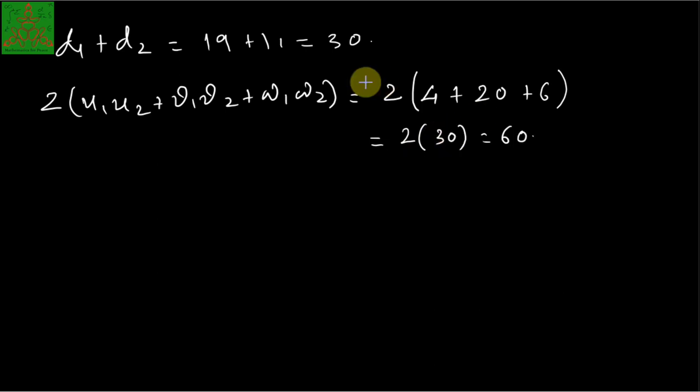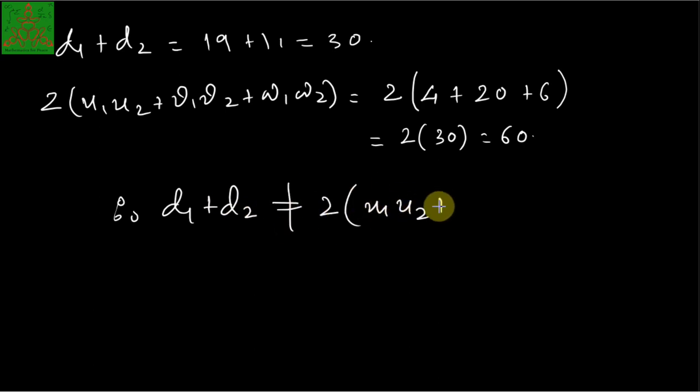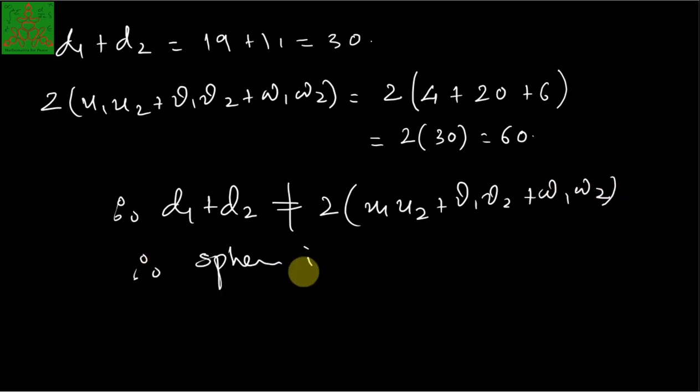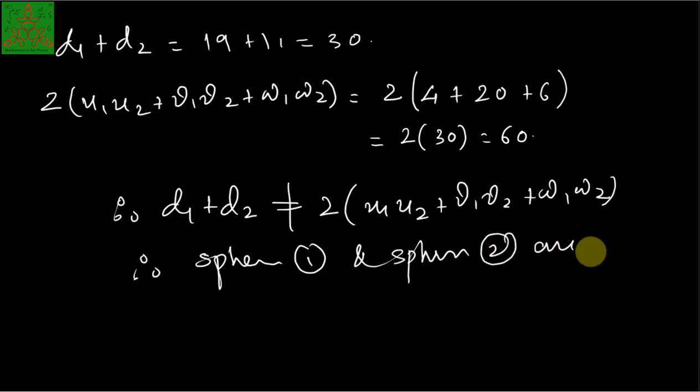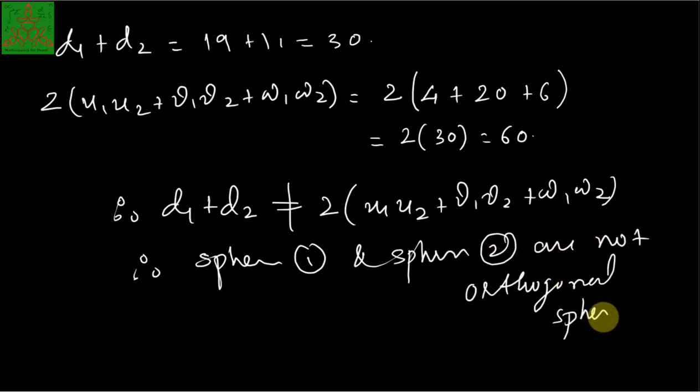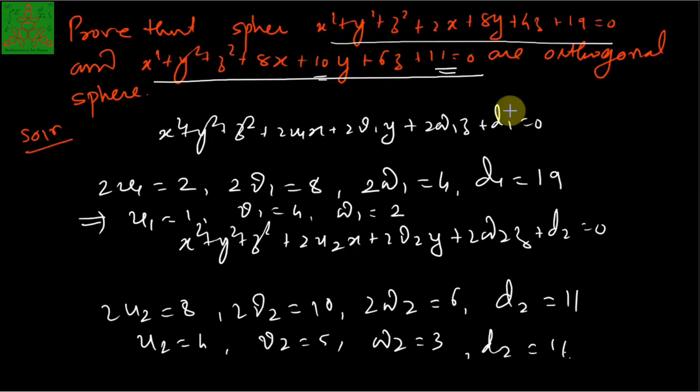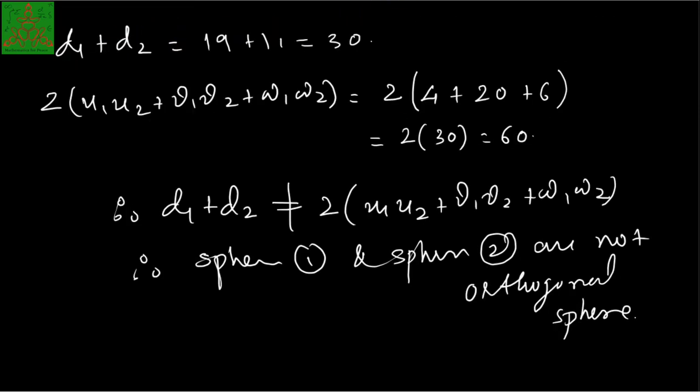So we can say that d1 + d2 is not equal to 2 times (u1u2 + v1v2 + w1w2). Therefore, sphere 1 and sphere 2 are not orthogonal spheres. That we can say from this. So the statement which says to prove this is not correct. Let us discuss the next example.